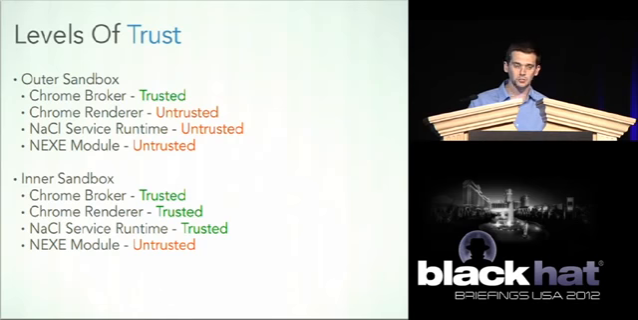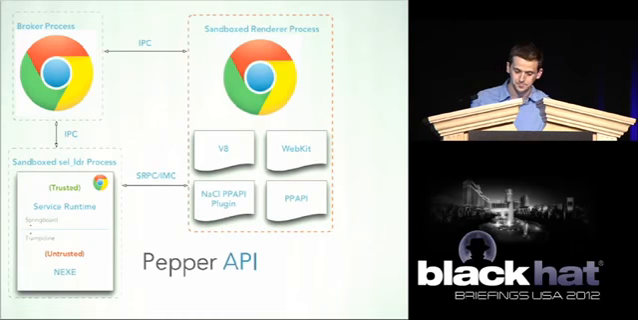Just to put this into context, if you're able to go from an untrusted Nexi module into the Chrome renderer process, you've actually completed a privilege escalation, because you've left the inner sandbox and now you're in the outer sandbox. That's why we consider the Chrome renderer process trusted when we're talking in the context of the inner sandbox. I know that gets a little confusing, but just remember, the inner sandbox is within the outer sandbox.